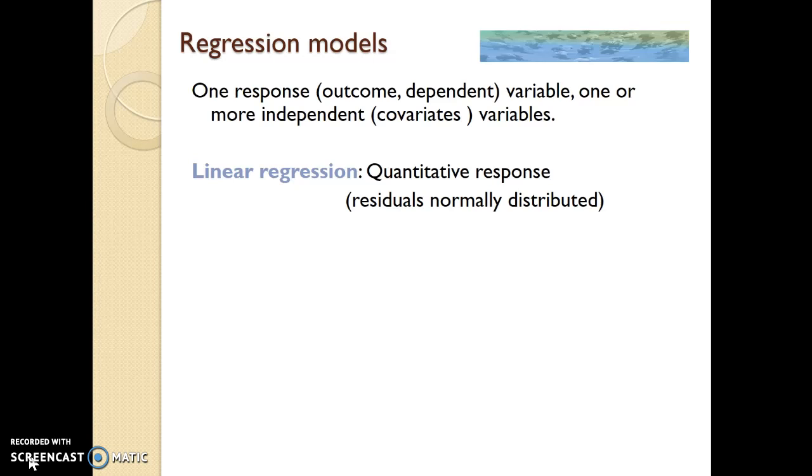The linear regression model is used when the response is quantitative and not too skewed. The residuals from this analysis are supposed to be normally distributed. The logistic regression model is used when the response is binary, which means that it can only have two values. For example, a patient is sick or healthy.